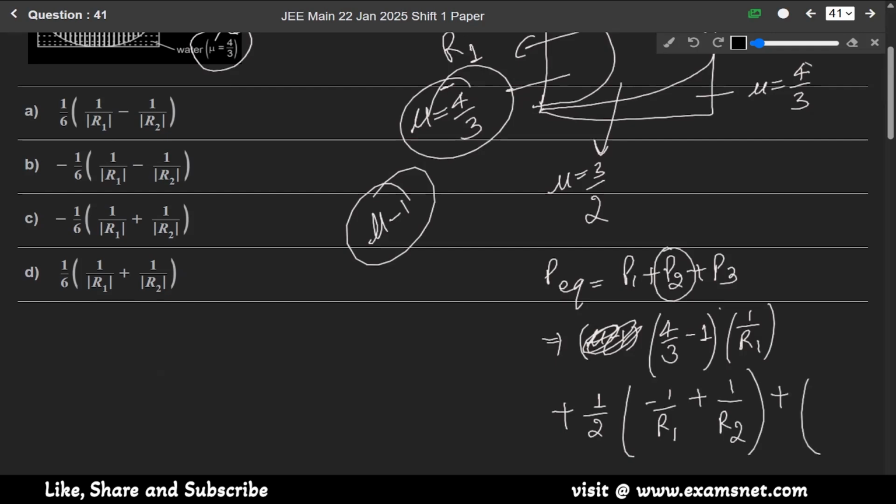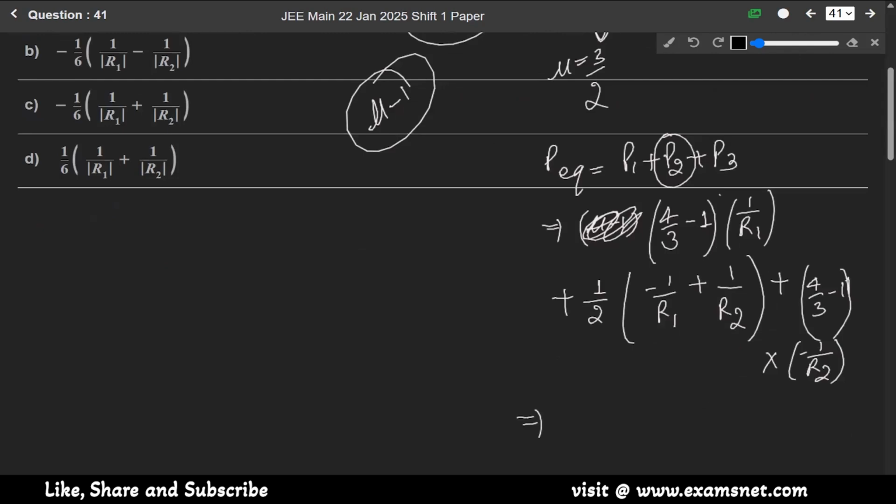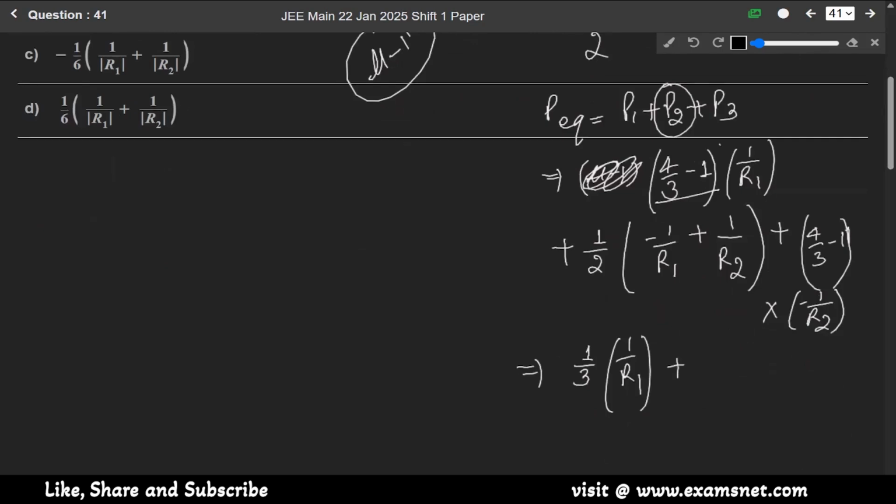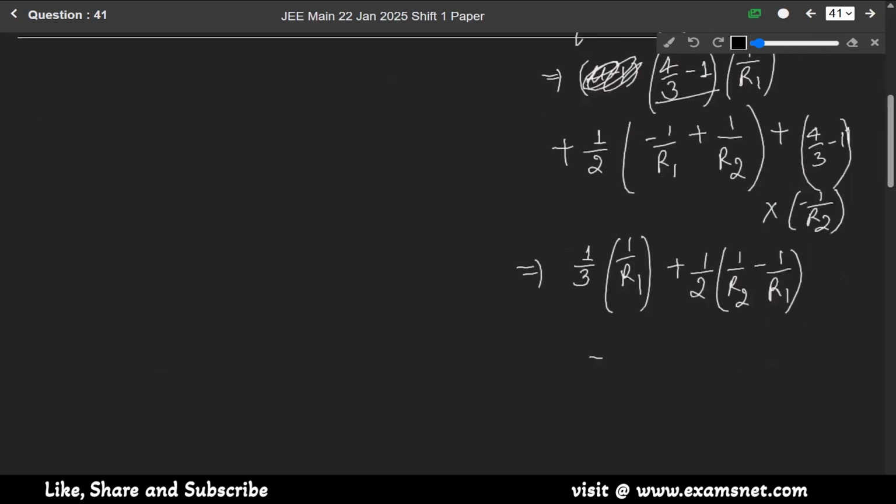P3 will be equal to 4/3 minus 1 into minus 1 over R2. Now solving it, we get 4/3 minus 1 means 1 over 3, into 1 over R1, and plus this will be equal to 1/2 times 1 by R2 minus 1 over R1, and this will be equal to again 4/3 minus 1, which means 1/3, into minus of 1 by R2.